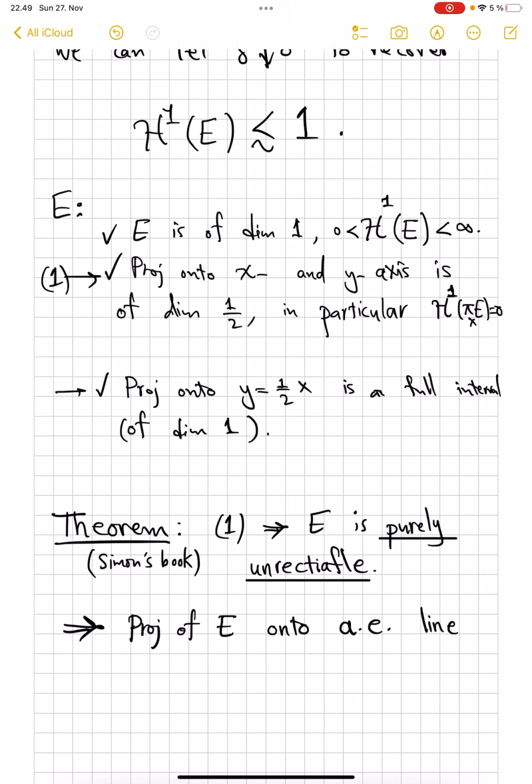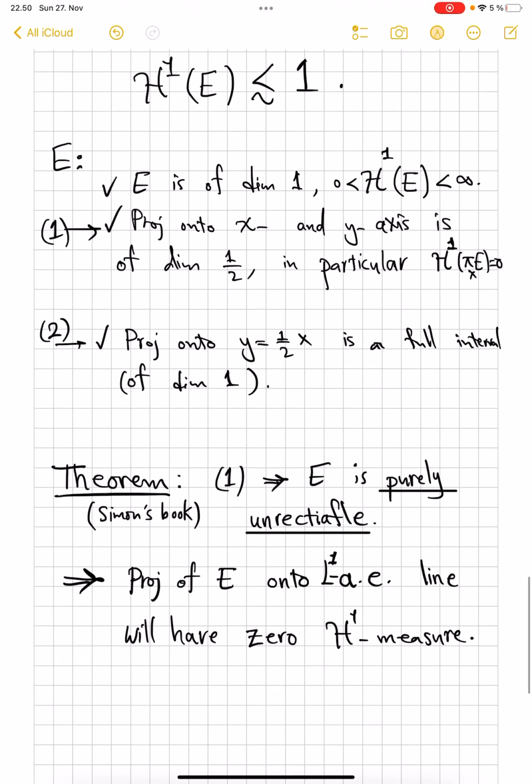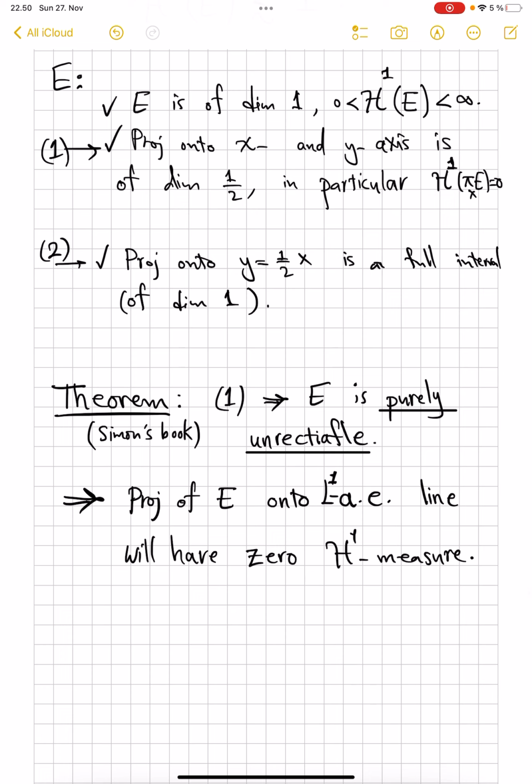So for almost every line, in the sense of Lebesgue measure, so if for Lebesgue measure almost every point on the circle that you pick, that means almost every line that you pick, the projection of E onto that will have a 0 H1 measure, so that we see the behavior 1 and not 2 is generic for this set, and in general for purely unrectifiable sets. One of the properties of those is that you don't see those sets through shadows and projections.